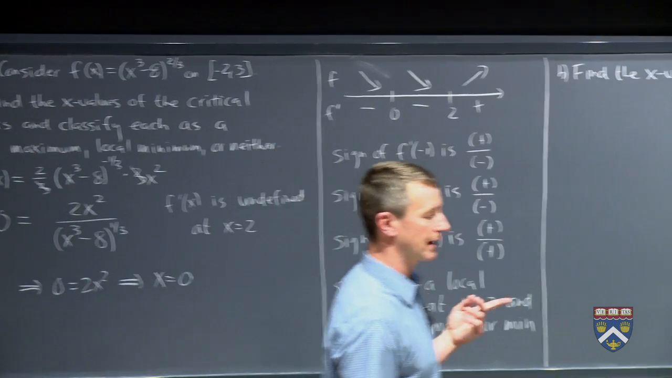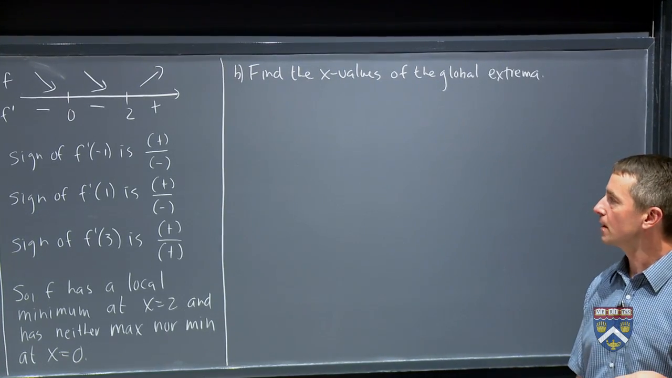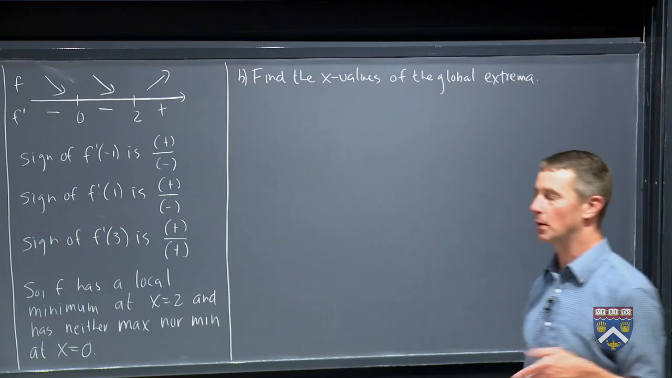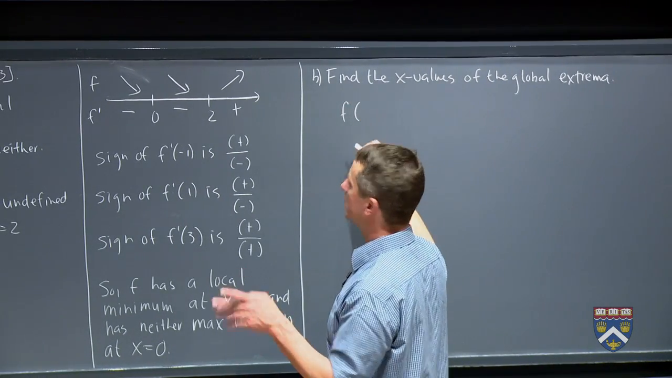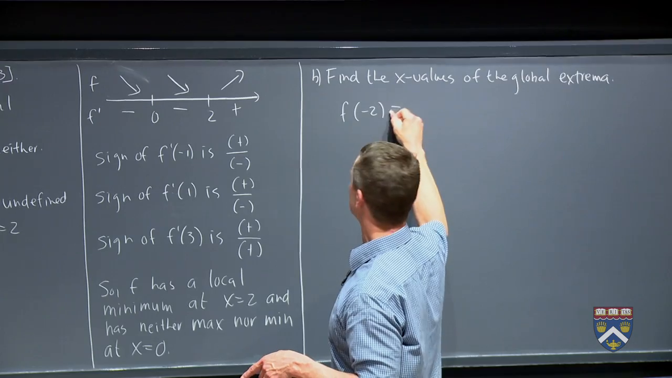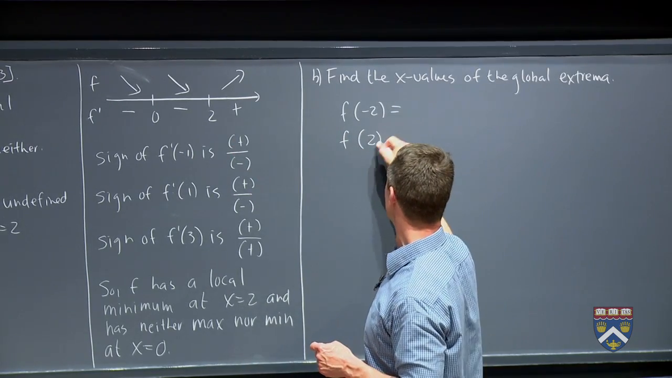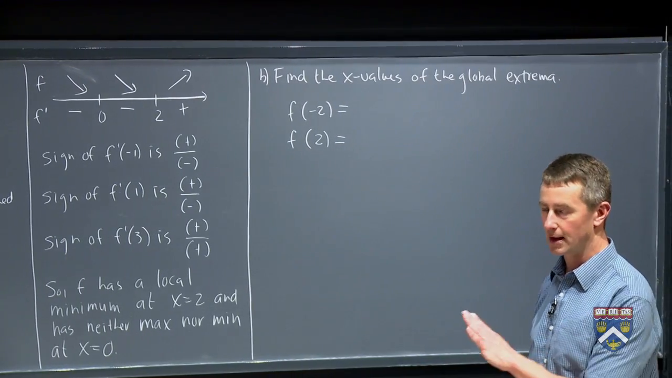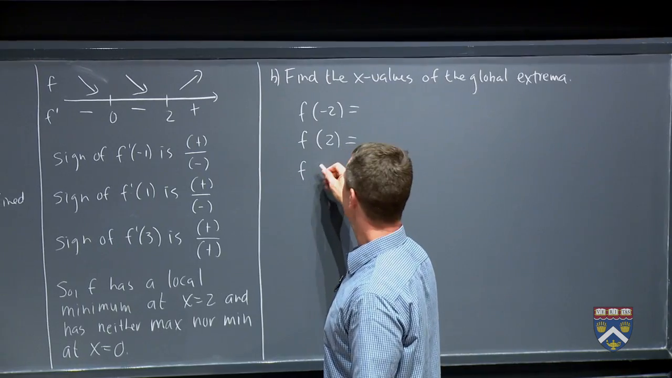So what should we be plugging into now? f, f prime, or f double prime? We want to be comparing the y values of the original function, so we want to be plugging into f. So we want to compare f of the leftmost endpoint, which is negative 2, f of our local extremum, which was 2, even though we already know that's going to be the global min, we're going to write it up here just for the sake of completeness to get into good habits, and then f of 3.